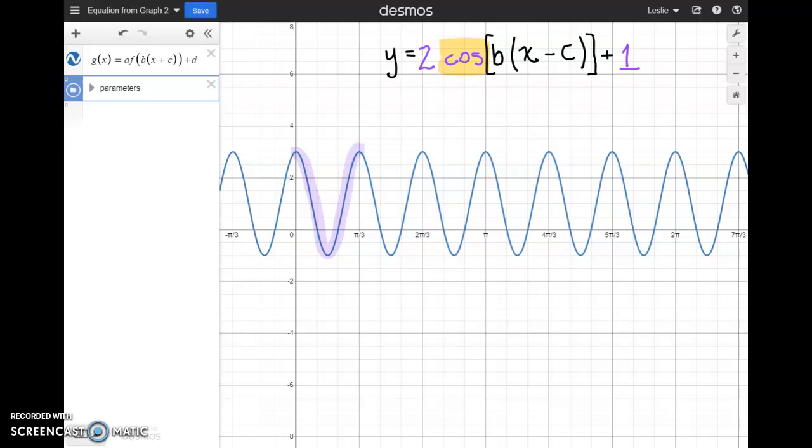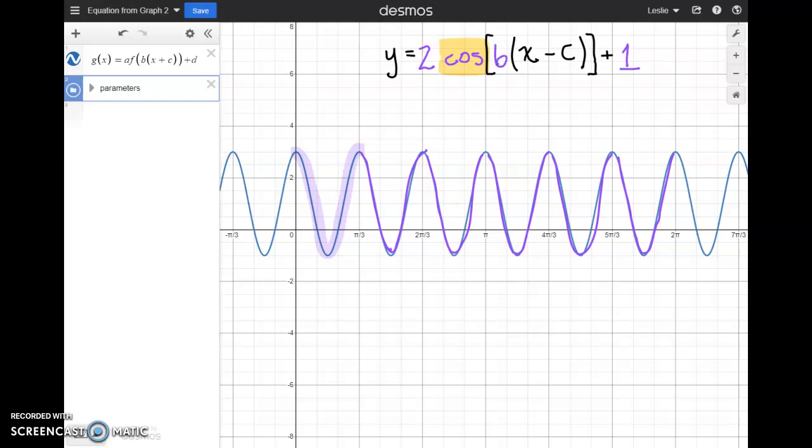Now, B is pretty easy in this case because I can simply count cycles. There's 2, 3, 4. I have to go to 2 pi because that's the normal amount of time it takes to do a cycle of cosine. In this case, it's taking me 6. So that's my B value. Now, that's not always quite that straightforward, but in this case, it wasn't too hard.